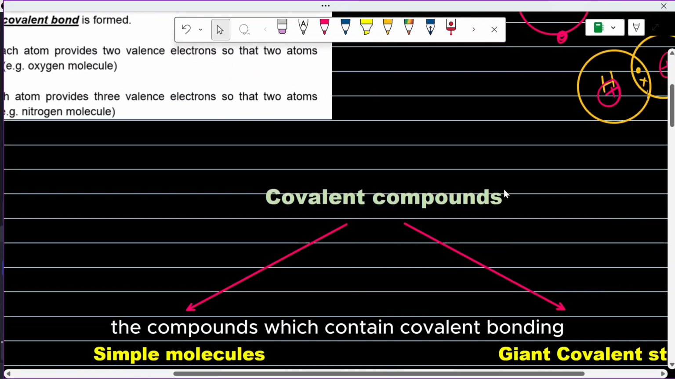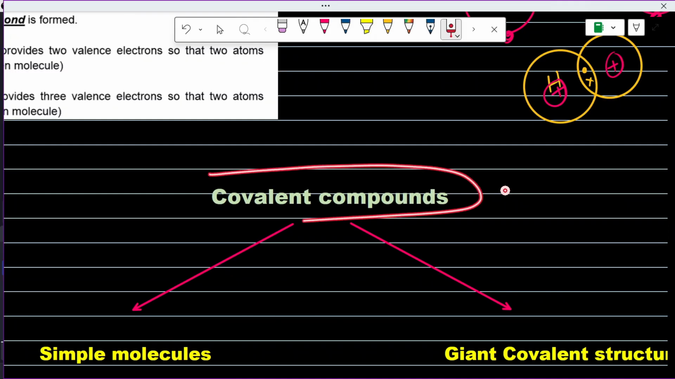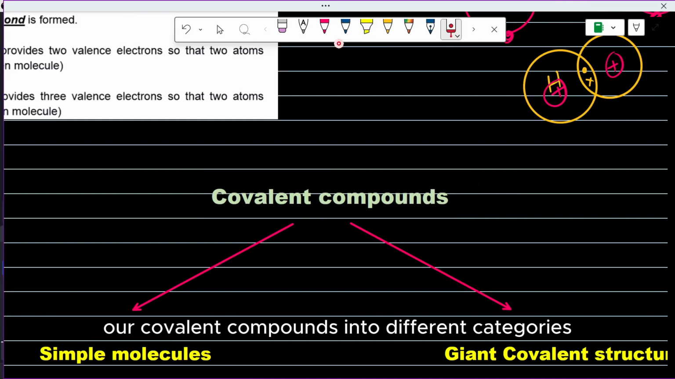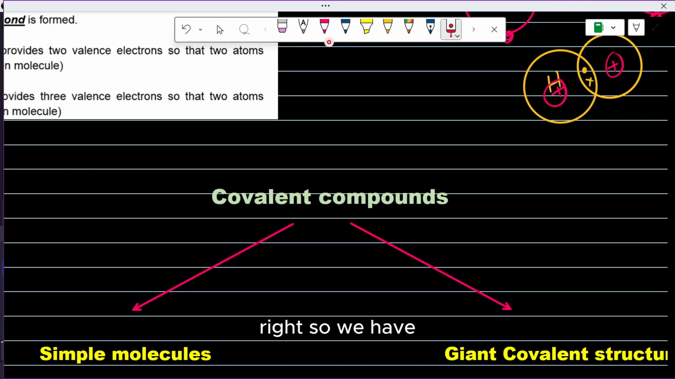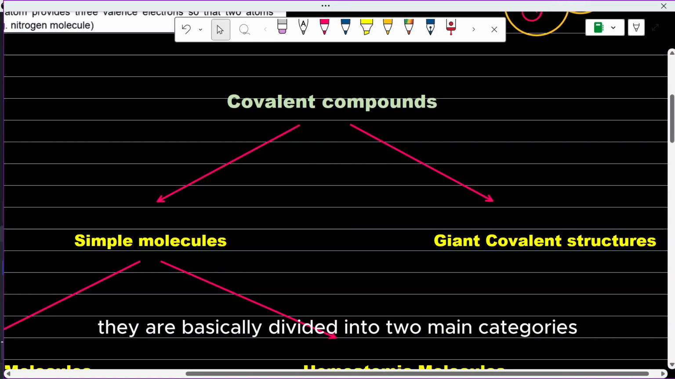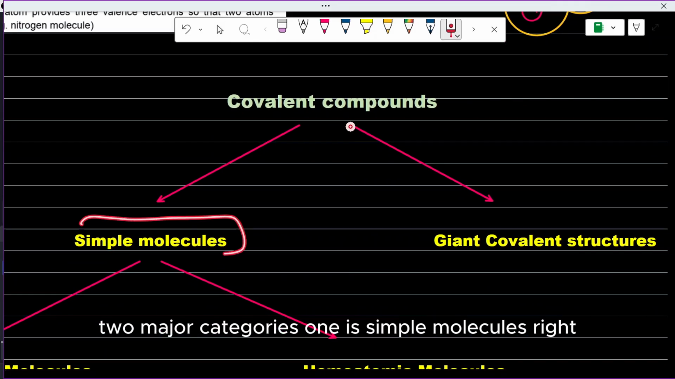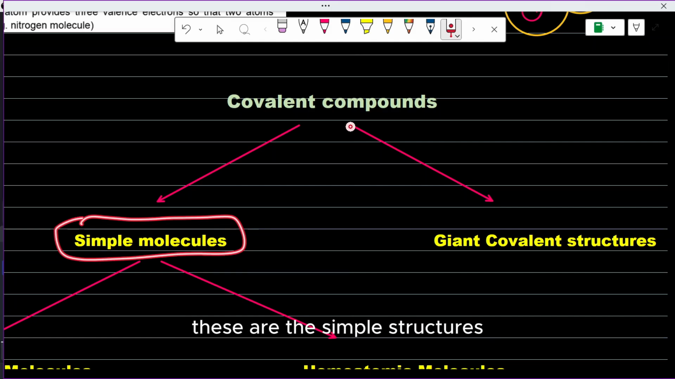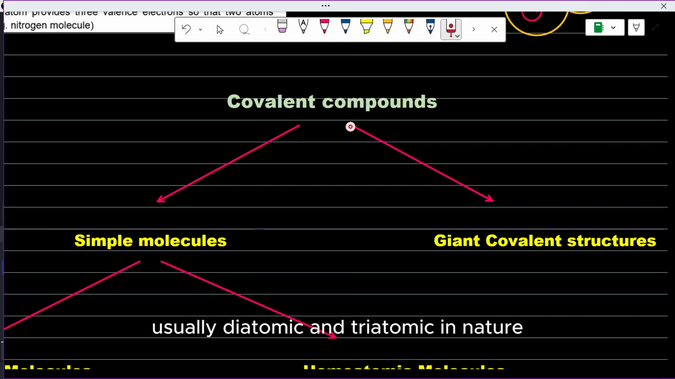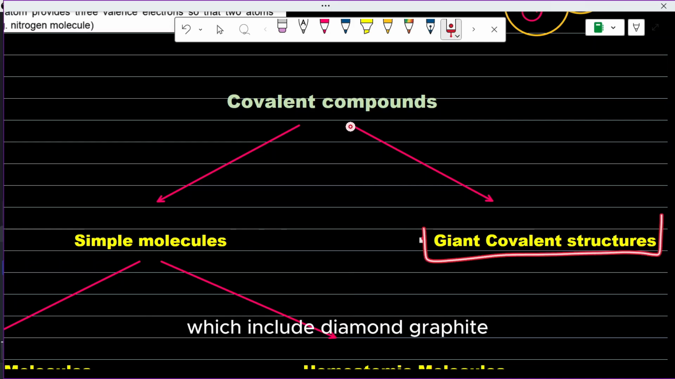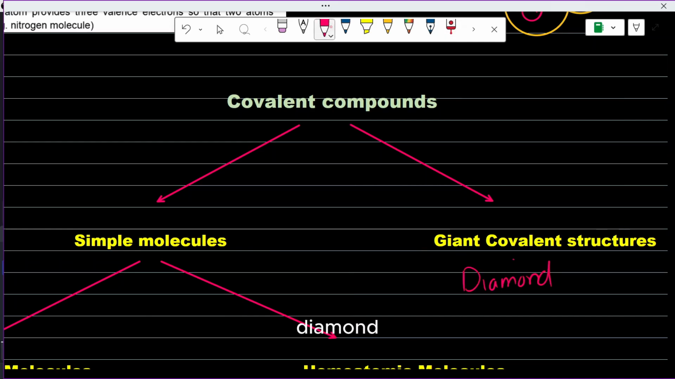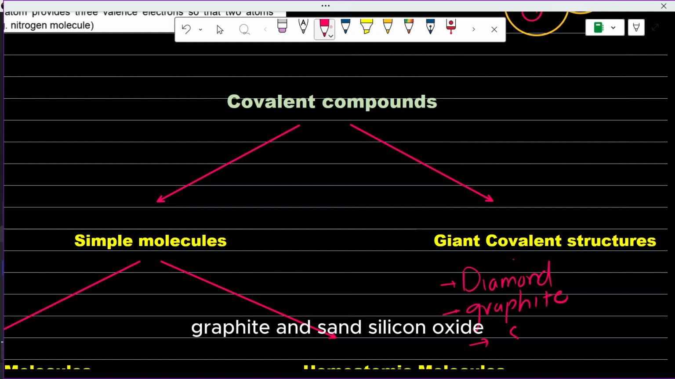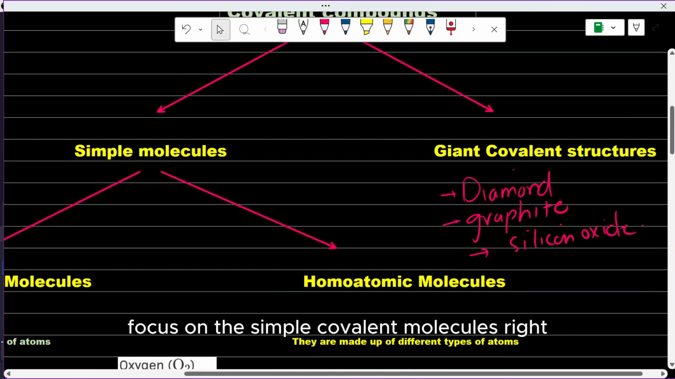The compounds which contain covalent bonding are called covalent compounds, and we divide our covalent compounds into different categories, right? They are basically divided into two major categories. One is simple molecules, right? These are the simple structures, usually diatomic and triatomic in nature. And the other ones are giant covalent structures, which include diamond, graphite, and sand, silicon oxide, right? So let's first of all focus on the simple covalent molecules.